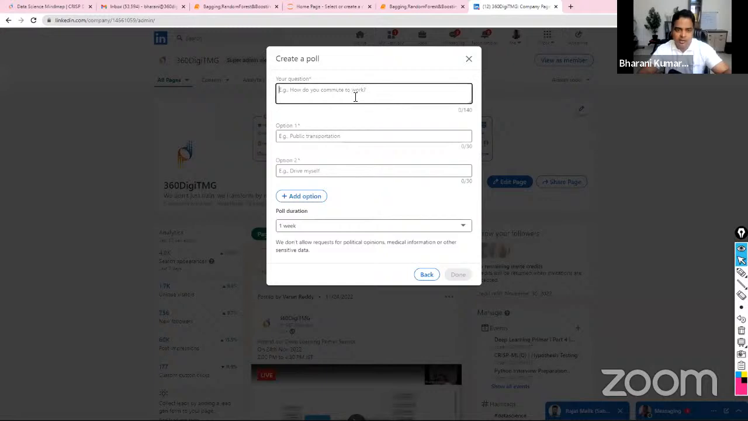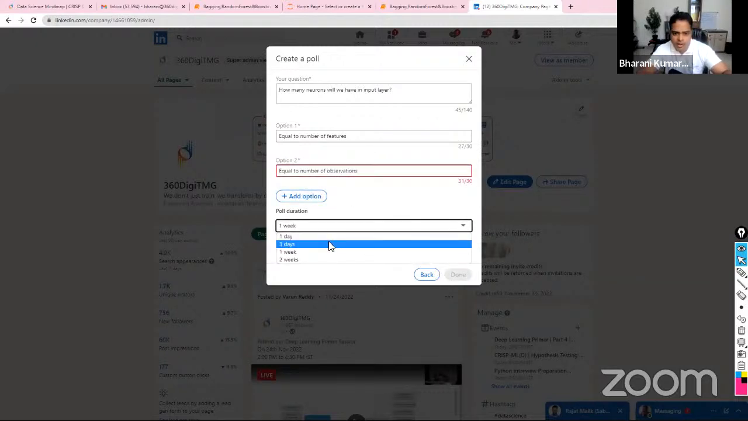How many neurons will we have in the input layer? Equal to the number of features, or is it going to be equal to the number of observations? Okay, and I think this should do. Let me put it this way.